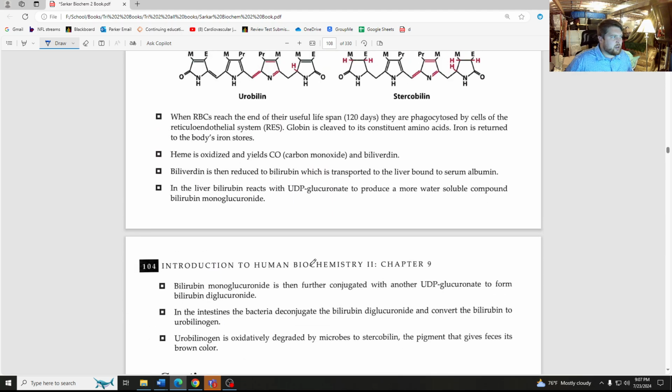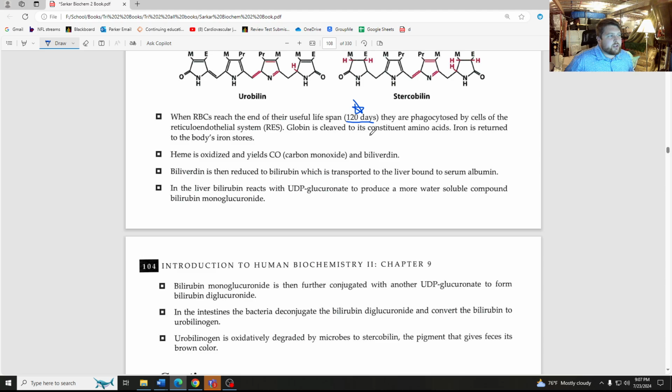Here's a last little bit of information, and we'll stop after this point. When red blood cells reach the end of their useful lifespan, which is 120 days, a lot of teachers like this question, 120 days is how long red blood cells typically last, they are phagocytosed by cells of the reticuloendothelial system. So they're swallowed and broken down.